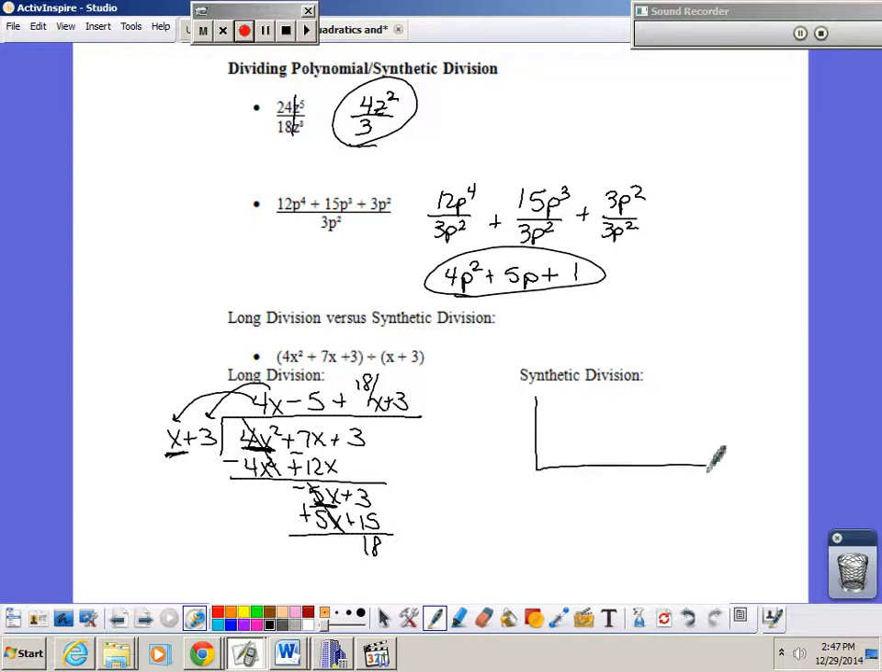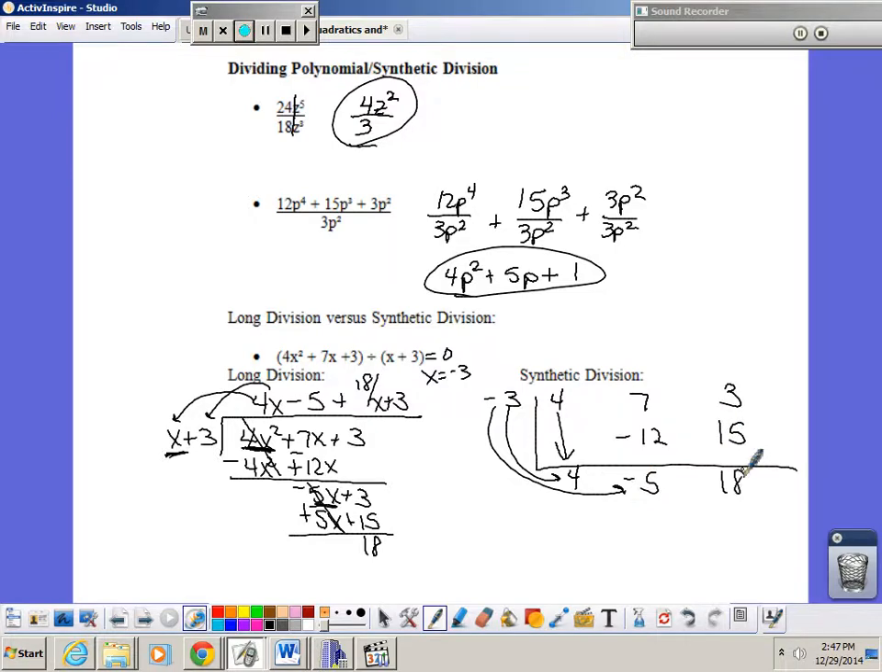For synthetic division, make an upside down L. We take the coefficients of the dividend, 4, 7, and 3. We set the divisor equal to 0 and put that on the outside. Bring down your first number, multiply, negative 12, add negative 5, multiply, 15, add 18. Every time you divide, you take one power off. I started with x squared, so this will be x, this will be nothing, and this will be my remainder of x plus 3.